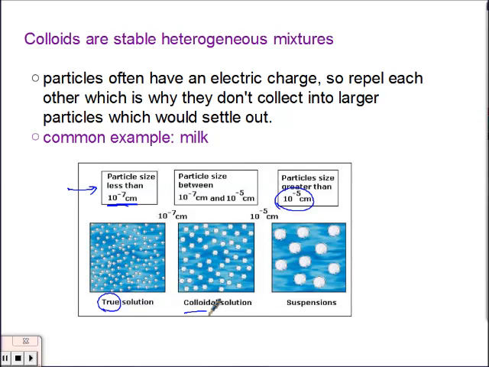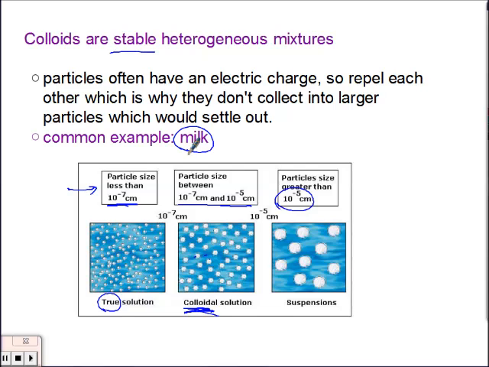Our suspensions are over 10 to the -5th centimeters, things that will settle out. We have this in-between thing. If I'm between 10 to the -7th and 10 to the -10th, I have something called a colloid. Colloids are heterogeneous mixtures because I have two distinct phases here, but they're stable. They will not settle out. If I can leave it standing for a long period of time and it won't settle out and show particles on the bottom. Common example of this is milk.